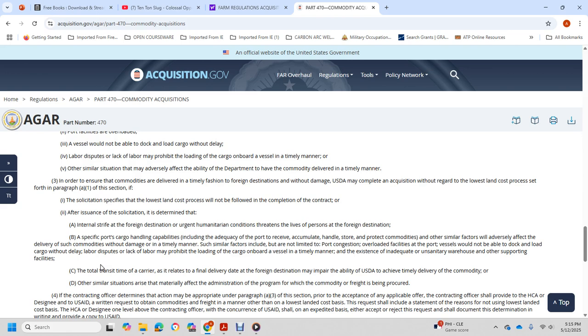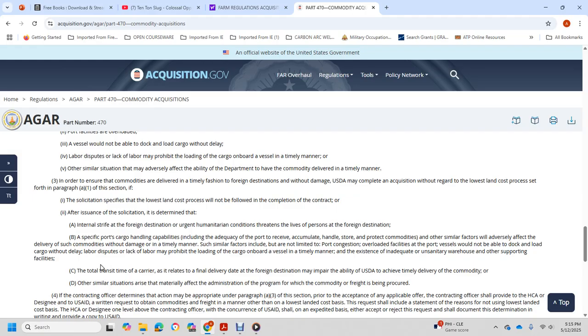solicitation, determining the internal strife of the foreign distribution, or urgent humanitarian condition that threatens the lives of the persons at the foreign destination; the specific port with the cargo handling capabilities, including the adequacy of the port to receive, accumulate, handle, and store the protected commodities; other similar factors adversely affecting the delivery of such commodity without damage in a timely manner.